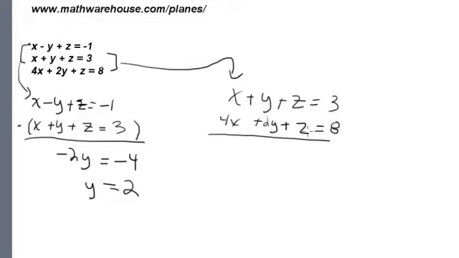What about over here? Over here, we should do the same thing. We should subtract. Okay. So x minus 4x is negative 3x. Y minus 2y is negative y. Z minus z is 0. 3 minus 8 is negative 5.